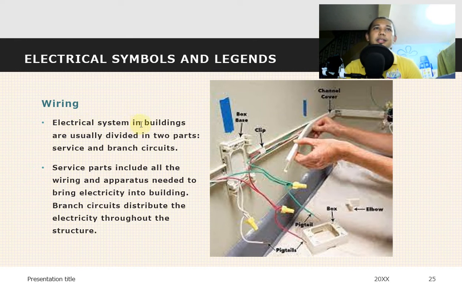So wiring in an electrical system of a building is usually divided into two parts. It is either service or branch circuit. For this picture, this is what we call branch circuit, kasi it branches different lines through different parts of the house. It's either for outlets or for electrical supply for lighting. Service parts include all the wiring apparatus needed to bring electricity into a building. So branch circuits distribute the electricity throughout the structure. So that is the difference between the service and the branch circuit.